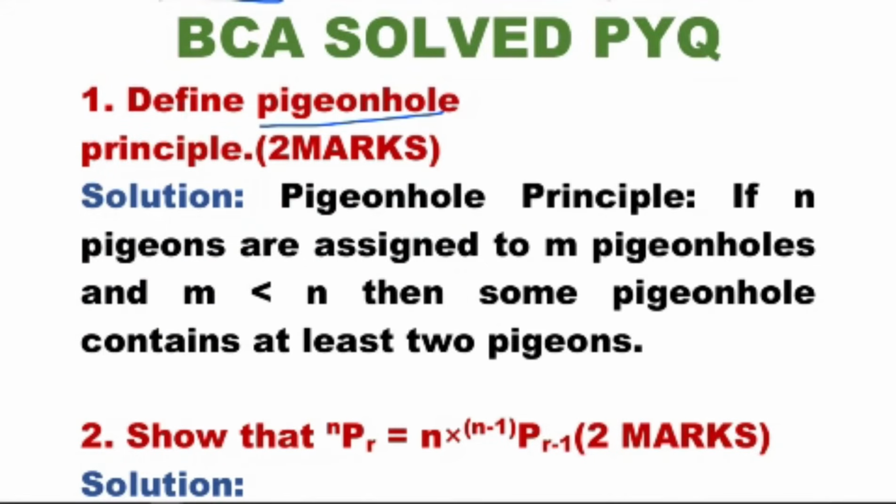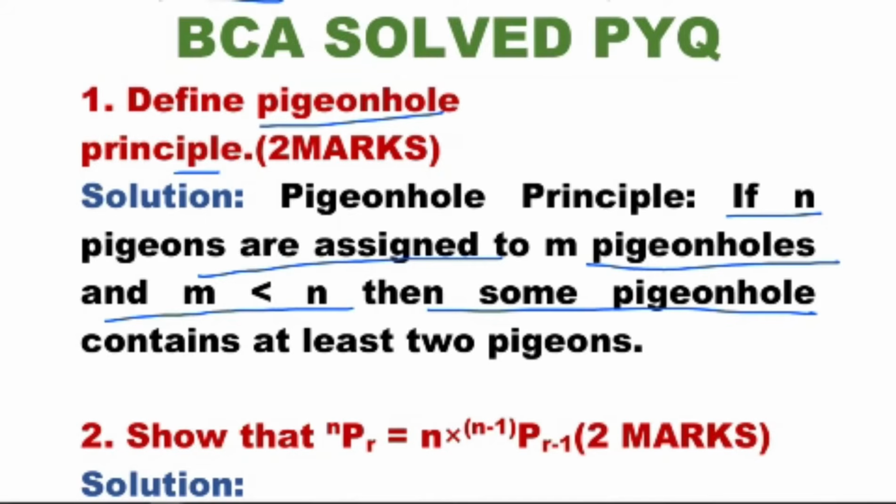define pigeonhole principle. What is pigeonhole principle? If n pigeons are assigned to m pigeonholes and m is less than n, then some pigeonhole contains at least two pigeons. So this is the definition, the statement for pigeonhole principle.